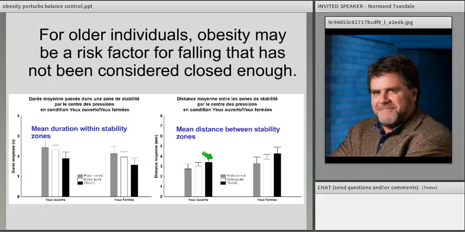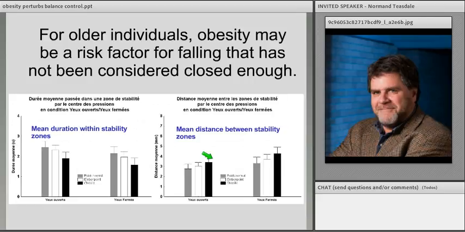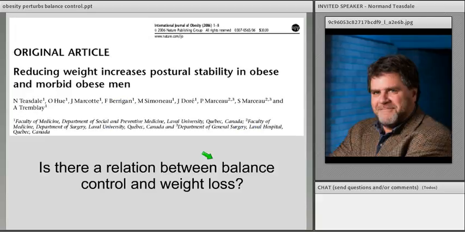So for older individuals, what this says is that obesity may be a risk factor for falling that has not been considered closely enough. There are quite a few obese older individuals, and obesity, we believe, is an important risk factor for them. So if obesity increases the CP speed and presumably decreases postural stability, reducing weight should increase postural stability.